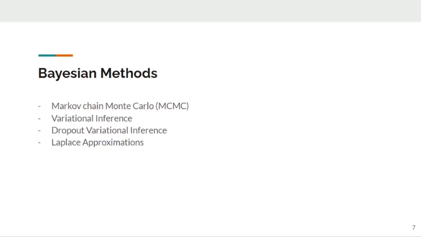There are different Bayesian methods. The first one is named Markov chain Monte Carlo. Monte Carlo was at one time a gold standard for inference with neural networks. However, it requires full gradients, which is computationally intractable for modern neural networks.